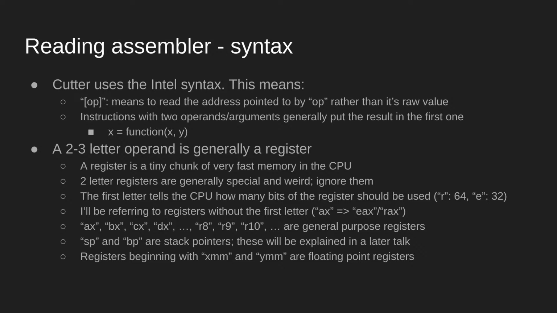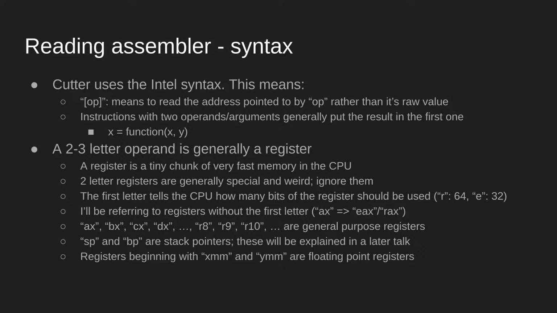This is why porting assembler is so difficult, because understanding in one doesn't necessarily translate to understanding in another. And this is why we generally use programming languages to abstract it away. So unless otherwise obvious, a 2 or 3 letter operand is generally a register. A register is a tiny, tiny piece of very fast memory in the CPU. And when I say tiny, I really mean it. It's about 8 bytes big.